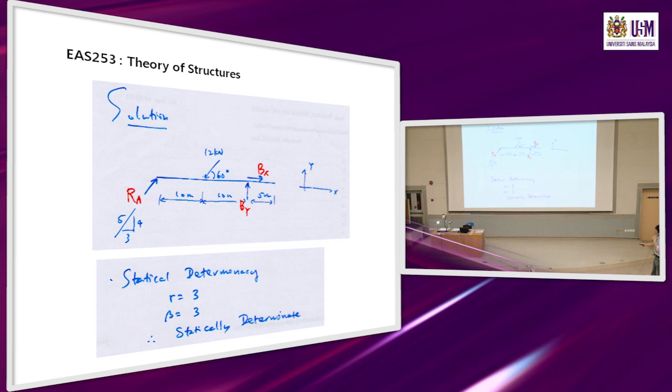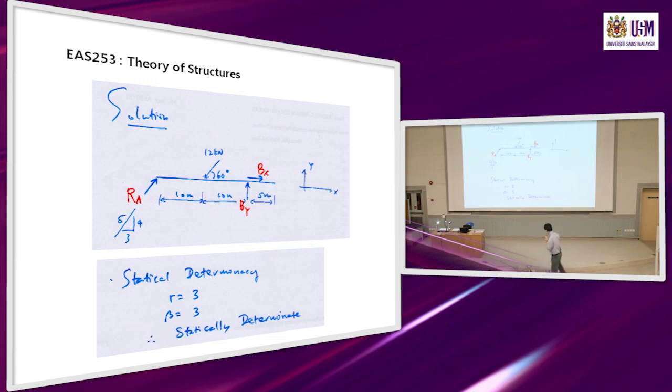And how many unknown forces do we have? This one, RA, BX, BY, so 3. How many equilibrium equations do we have? 3. So 3 unknown forces equal to the number of equilibrium equations, so statically determinate. Okay, so this is checking, and it involves these steps.